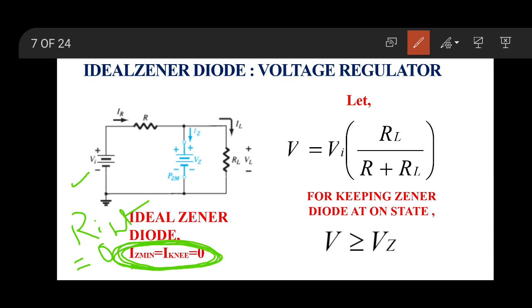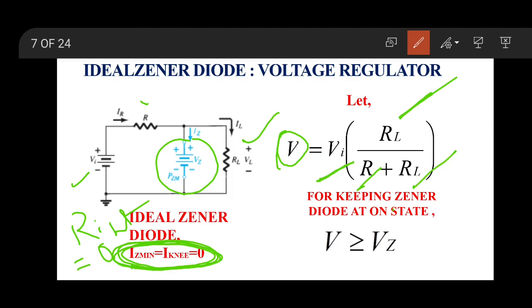The Zener diode is placed at this point. This is resistance R and this is the load resistance RL. Now, whether this Zener diode is in the on state or off state, for checking that, first we have to find out a typical value of V, that is nothing but V input into the load resistance by R plus the load resistance.